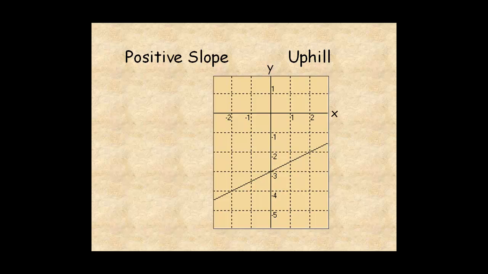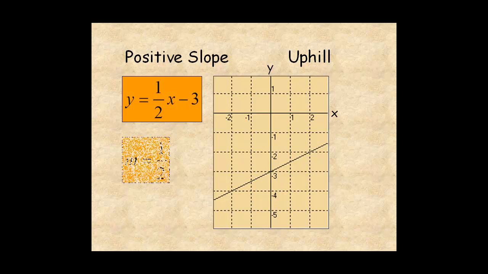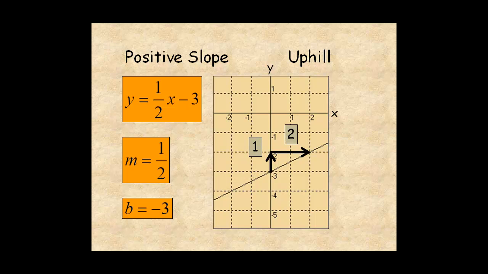For equations with positive slope, the graphs go uphill to the right. For this example, the slope is positive 1 over 2, and the y-intercept is -3. The line begins at -3 on the y-axis and goes up 1 and over 2 to the next point.